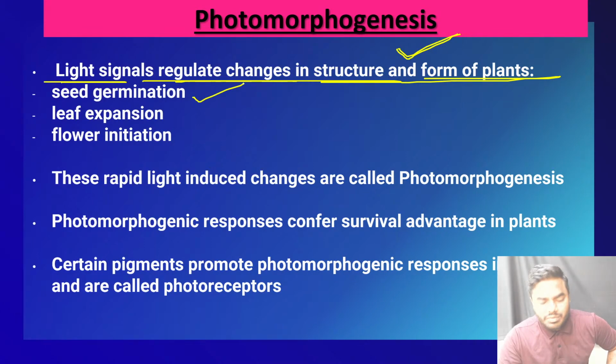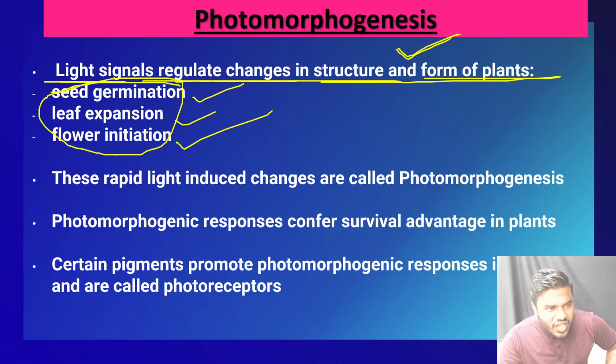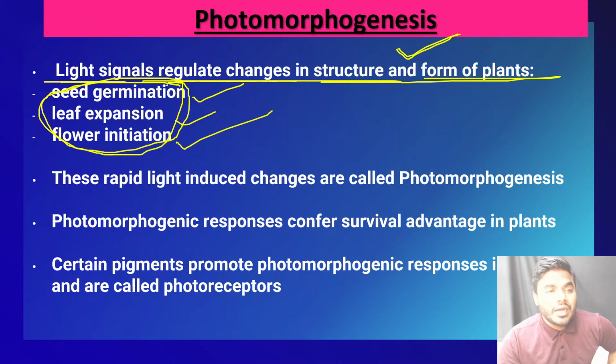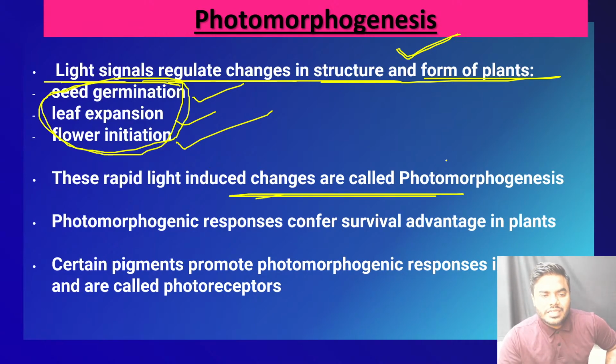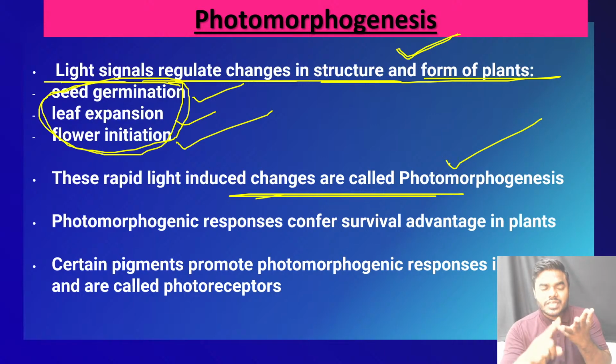For the process of seed germination, for leaf expansion, and for flower initiation. For all these purposes, what do we require, friends? We require light. All these processes occur with the help of light. That is exactly what we call photomorphogenesis. The processes of seed germination, leaf expansion, and flower initiation, which are exclusively mediated by light, are what we call photomorphogenesis.